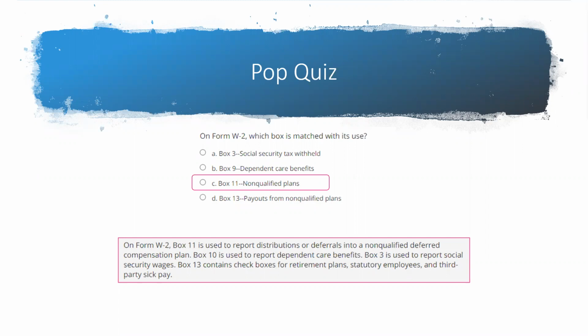I will tell you, I had a dependent care question on my CPP exam as well, so I should have known box 10. Box 10 is a good one to remember. And again, like I said, it helps me to remember that the odd boxes are wage boxes and the even boxes are tax boxes. So box 3 saying Social Security tax is my hint that it was wrong, because I know my taxes are in my even boxes.